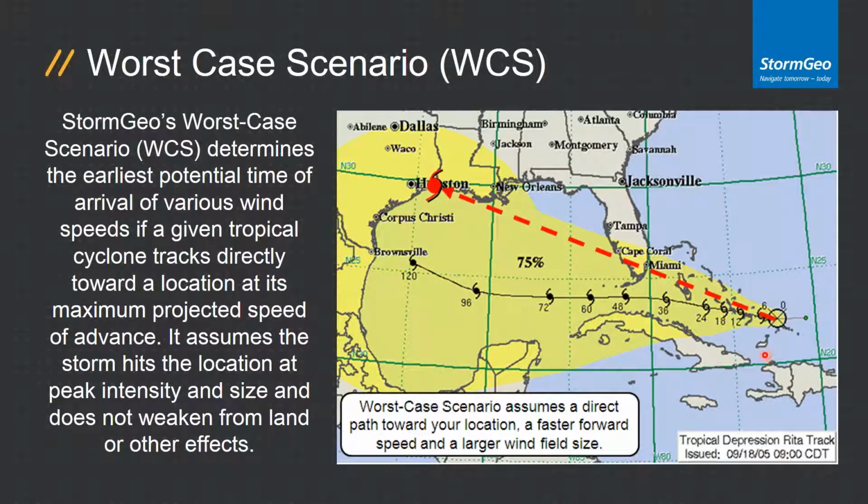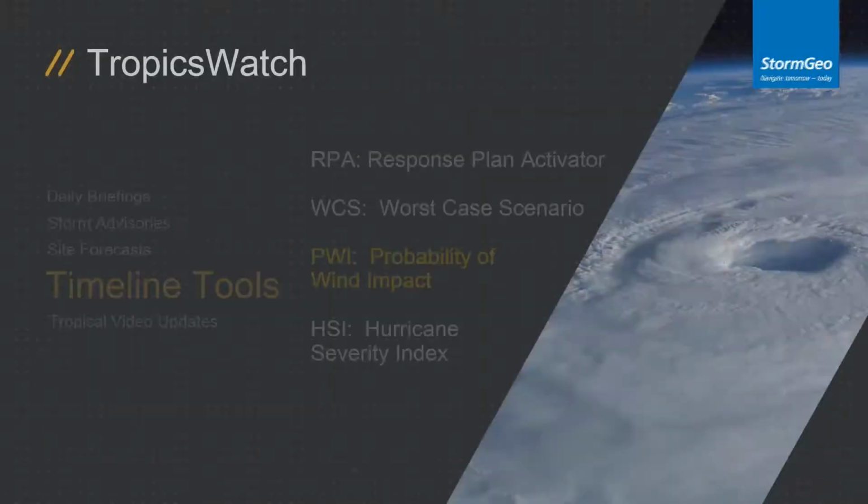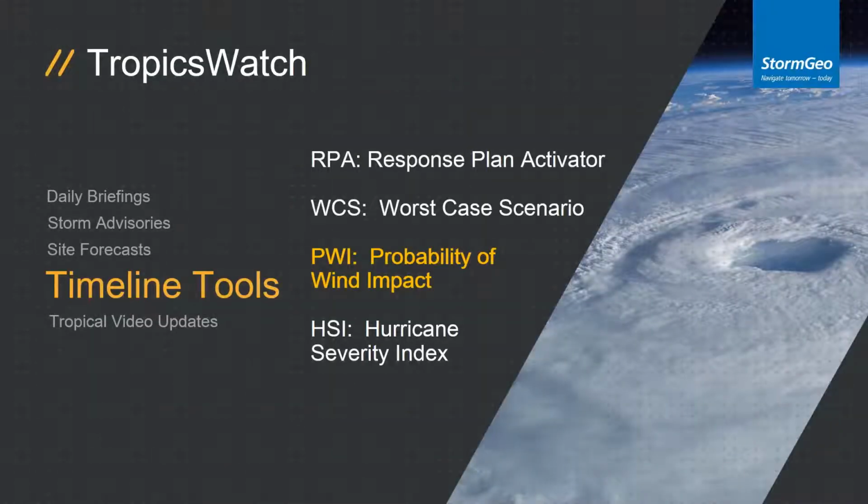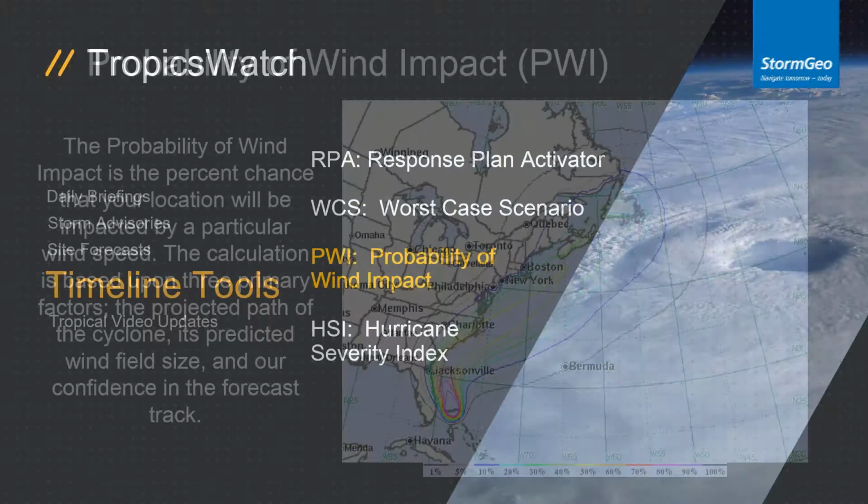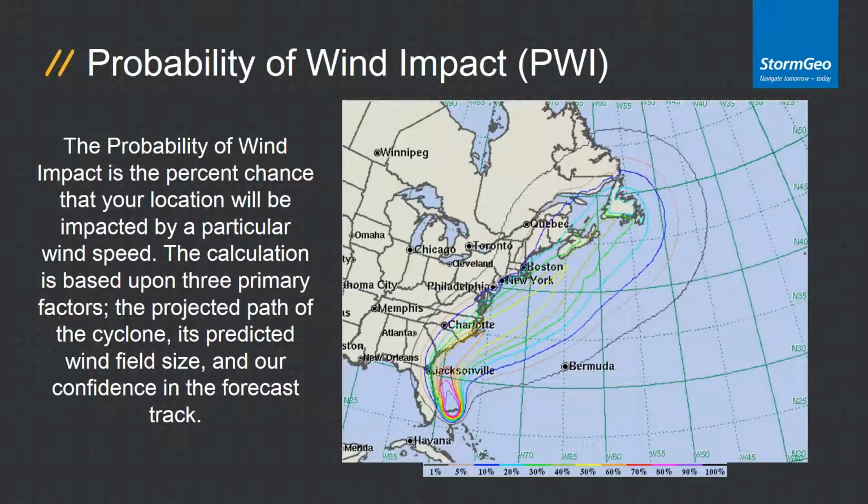And we use this in those trigger reports that Don mentioned that we'll go through here in a little bit. This also ties in closely with our next tool called our probability of wind impact, or PWI. And instead of focusing on the center of the storm, we do focus on the center of the storm, obviously, because that's how we track where it's moving.